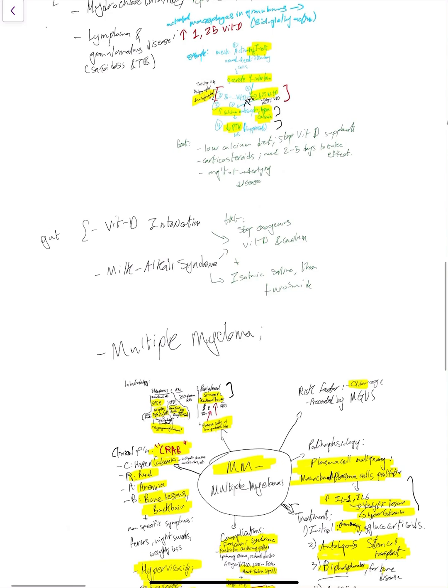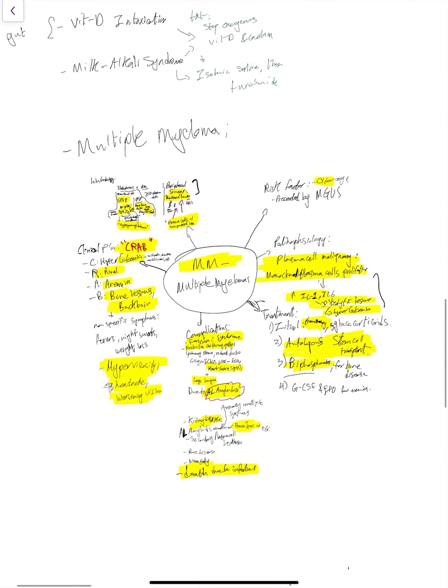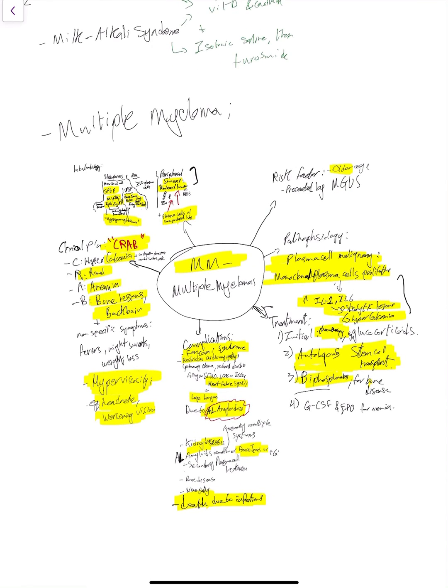For exogenous vitamin D intoxication, you want to stop the exogenous vitamin D and calcium. Same with milk-alkali syndrome. And then for that, you can also give isotonic saline, then furosemide. Multiple myeloma is a condition that can also cause hypercalcemia with decreased parathyroid hormone. The way it works, it's a plasma cell malignancy, a monoclonal plasma cell proliferation, and it leads to increased IL-1 and IL-6, which will lead to lytic lesions with hypercalcemia.